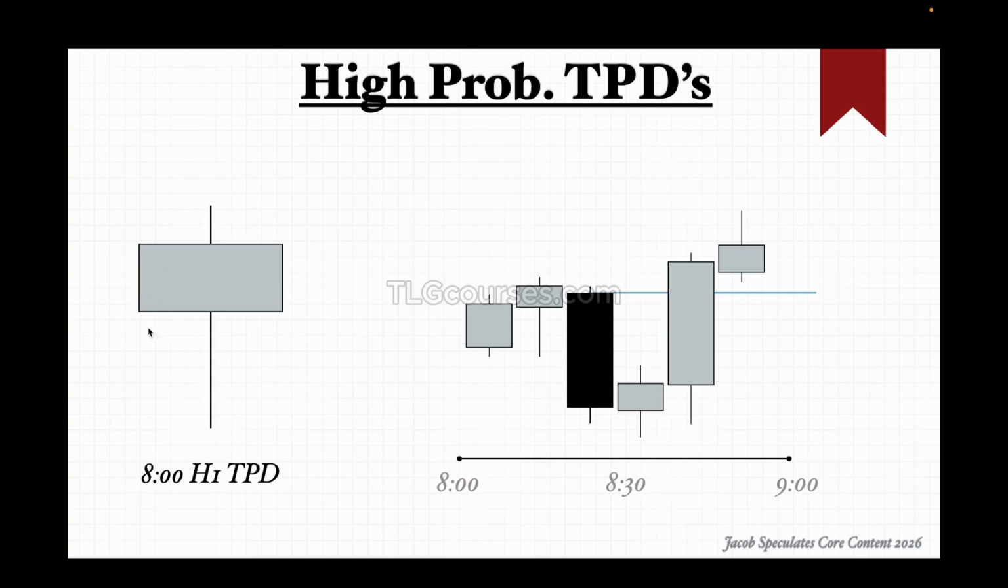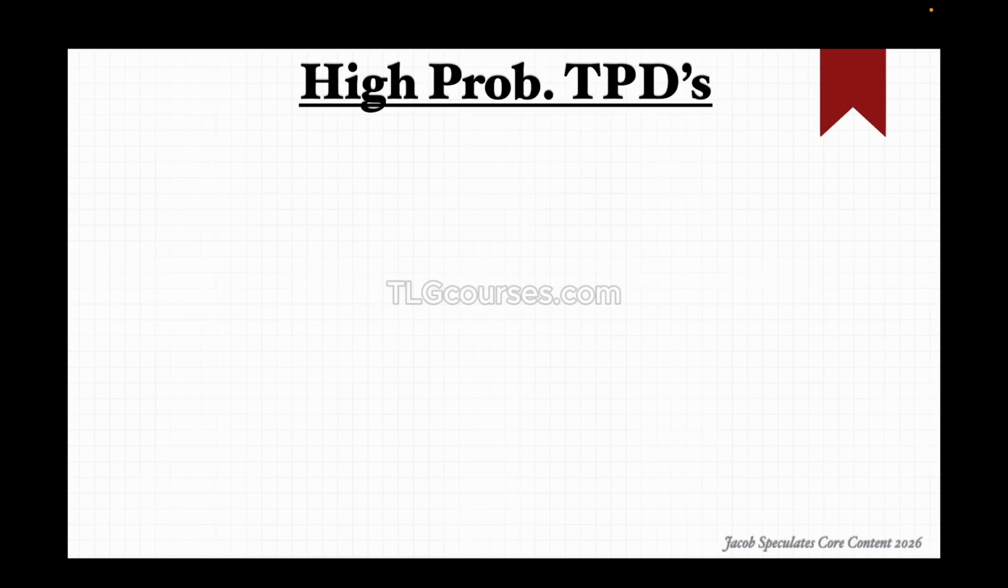Now, if you're looking within a TPD and there's no change in the state of delivery, or there is a change in the state of delivery that is opposing what you have in mind as the narrative, then that is low probability. So, in short, a high probability TPD will have a change in the state of delivery in the same direction as the current narrative within the second half of the actual TPD candle.